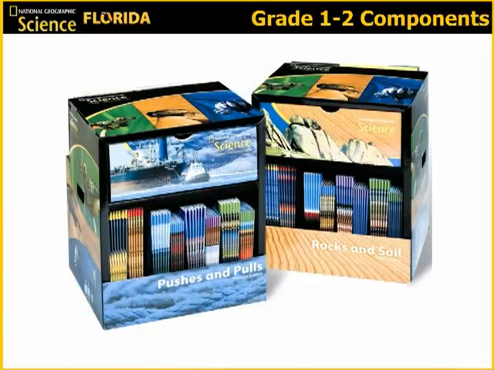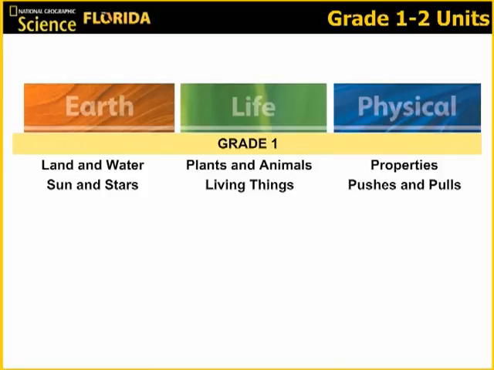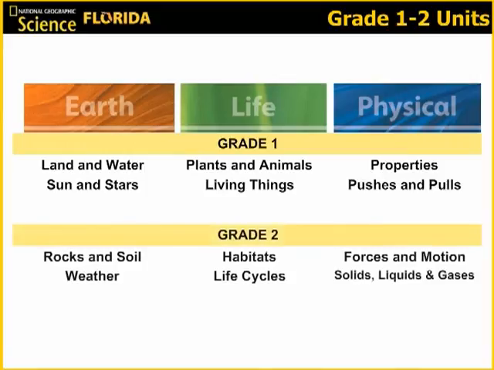In first and second grade, all print components for each unit will be housed in a kit like you see here. As you can see, it's similar to the kindergarten box. All of your Big Idea books will be found here in the back of the kit. There's a drawer for all of your teaching materials, and all of your student books are here. There are 6 units for grades 1 and 2. 2 units for each of the areas of science: Earth, Life, and Physical.